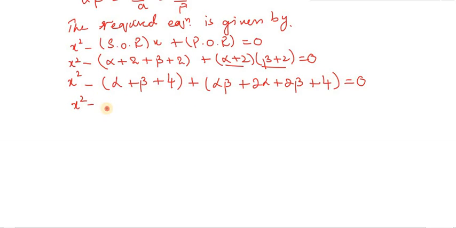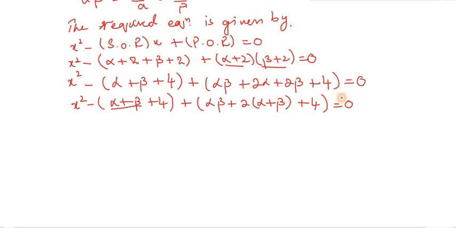x square minus (alpha plus beta) x, this is the sum of roots, plus 4 plus alpha beta plus, we take 2 as a common from this, 2 times (alpha plus beta) plus 4. So after simplification we get the expression in the form of the sum of the roots and the product of the roots.